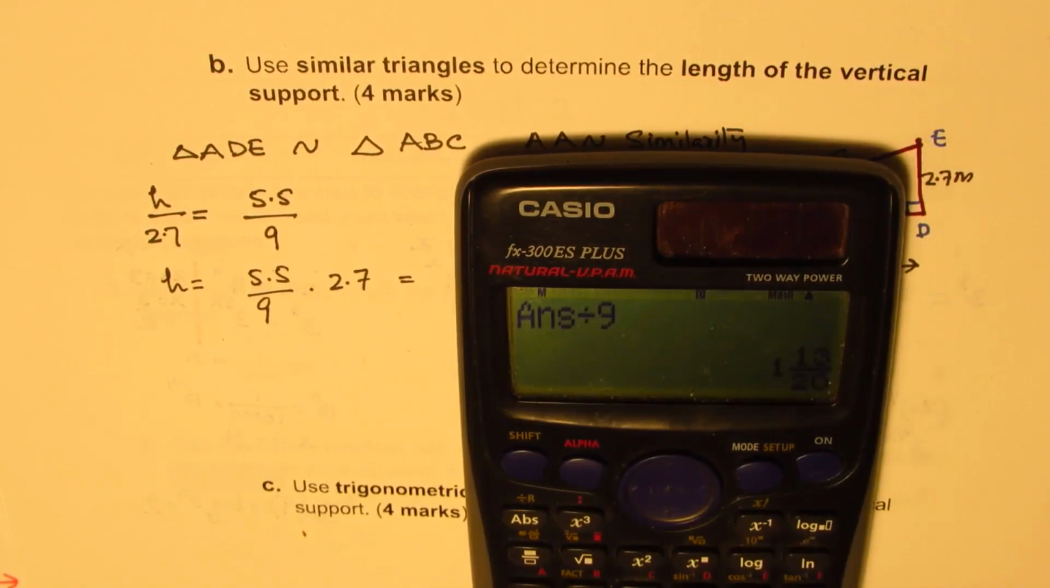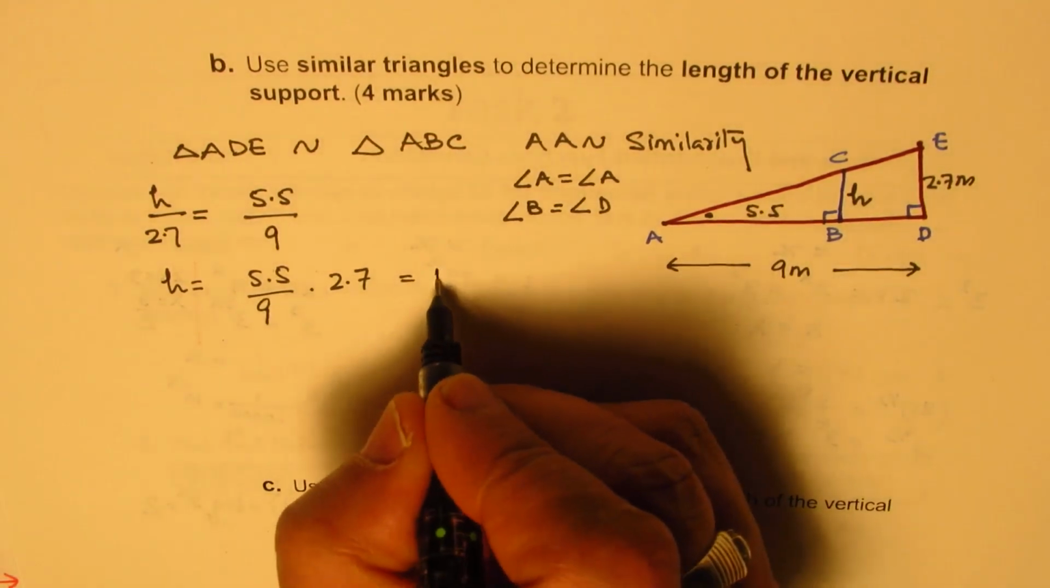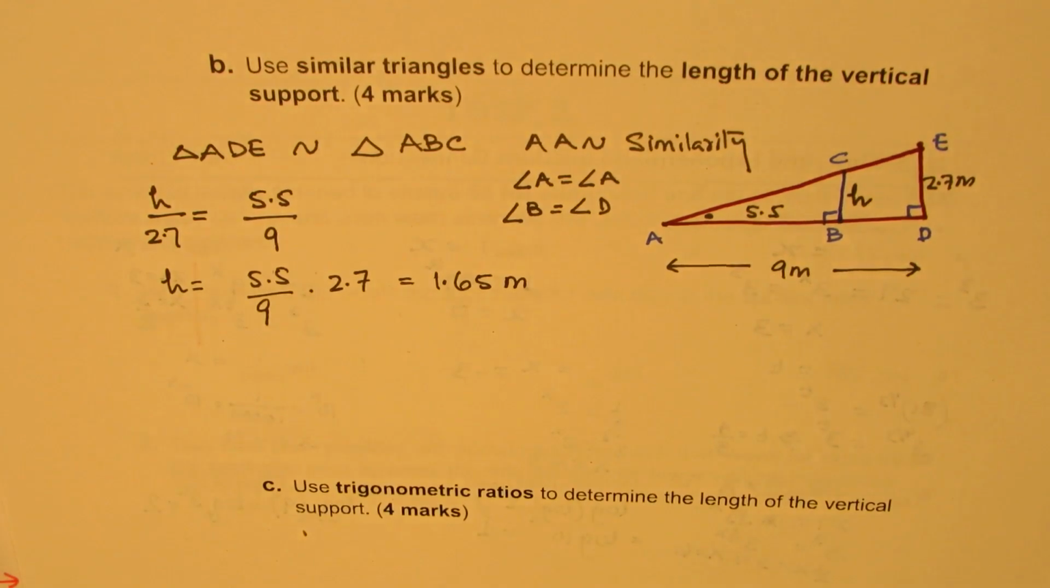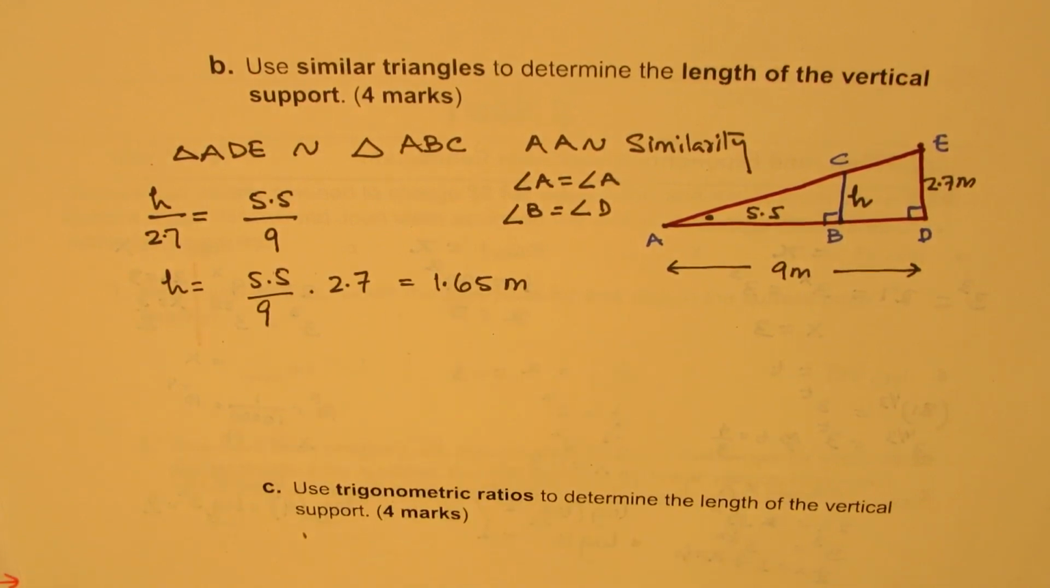So we get, let's write it in decimals, 1.65. Units will be meters, right? So that is how we can figure it out, correct? So I hope that is absolutely clear.